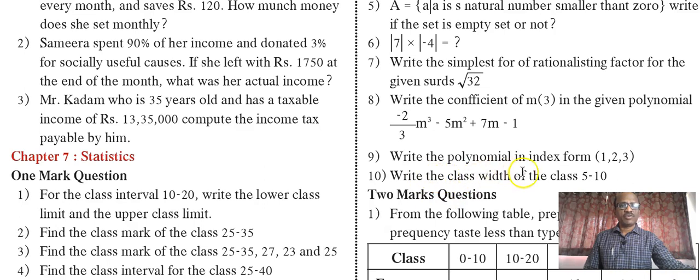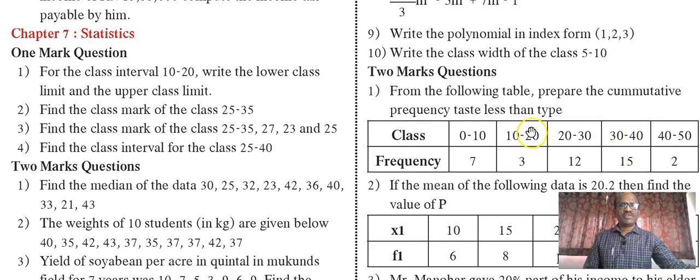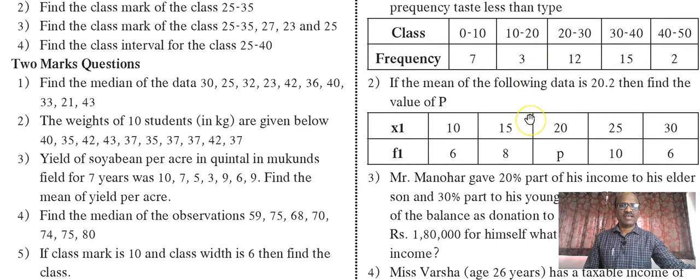Write the polynomial in the index form, whose coefficients are 1, 2, 3. You can take the variable, and you can form that polynomial. Write the class width of this, you can find out the class width of 5 to 10, and in the same way the 2 marks questions I have again repeated.